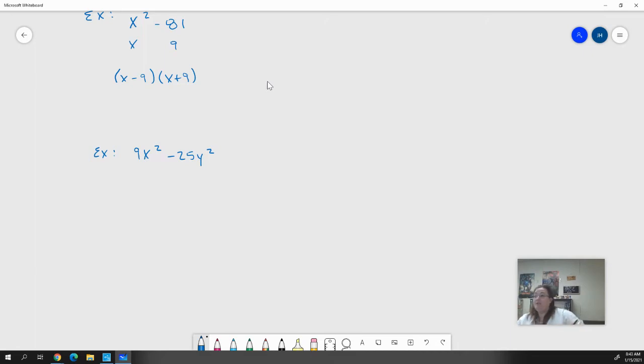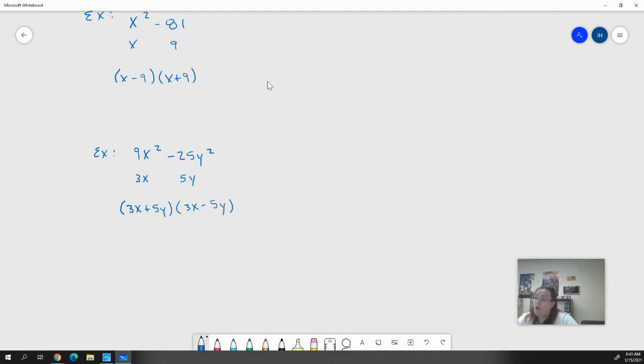9 is 3 times 3. X squared is x times x, right? This would be 3 times 3. This would be x times x. Here we have 25. That's a perfect square. That's 5 times 5. And we've got our y squared, which is y times y. It will still work the same way if we have a perfect square minus another perfect square. I would just write these factors as 3x plus 5y times 3x minus 5y.